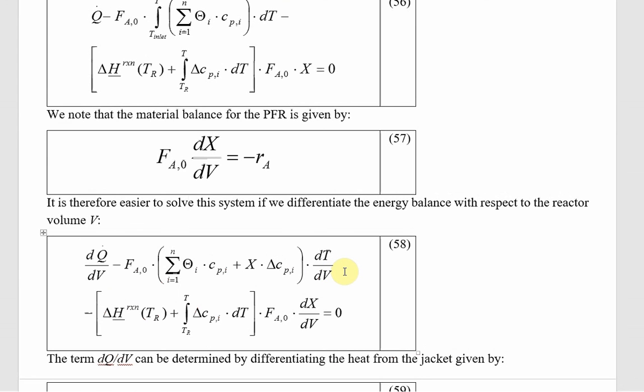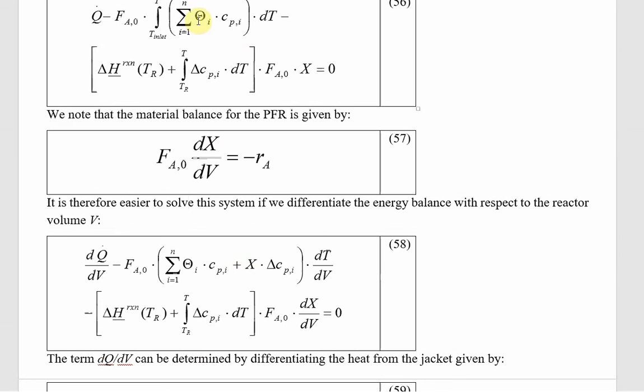So that's just the chain rule of differentiation. Okay. So that will give us this term here. And then you can see there's an additional term written in these brackets, and that's because down here, also when we differentiate this particular term, then we'll take delta Cp times dT dV. So we just group those two together in this equation.